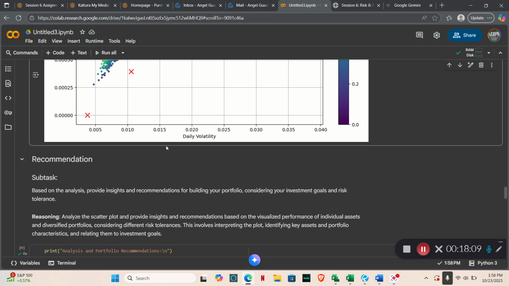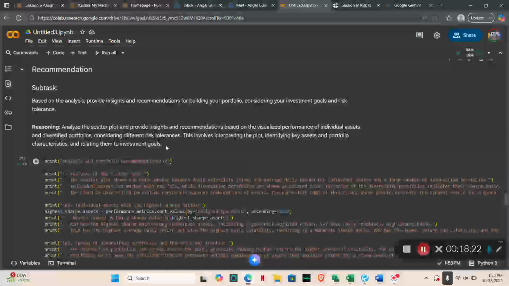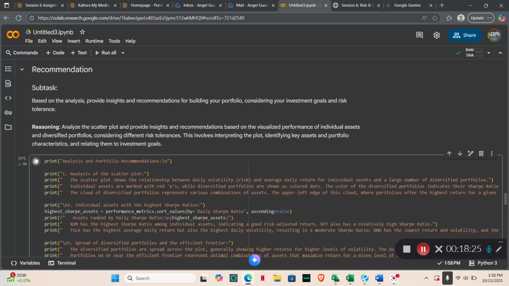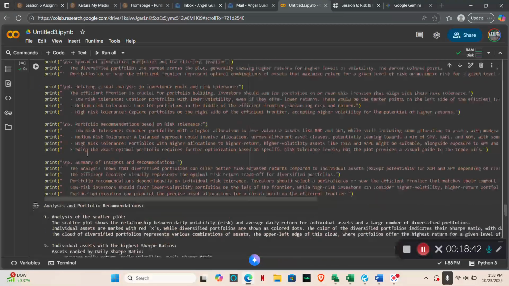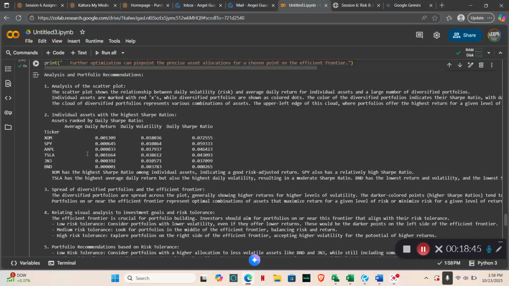So based on the analysis, provide insights and recommendations for building a portfolio considering the investment goals and risks. Analyze the scatter plot as we did and provide insights. And we must analyze the scatter plot. This involves interpreting the plot, identifying key assets, and portfolio characteristics related to the investment. So we must analyze portfolio recommendations. Analysis of the scatter plot.